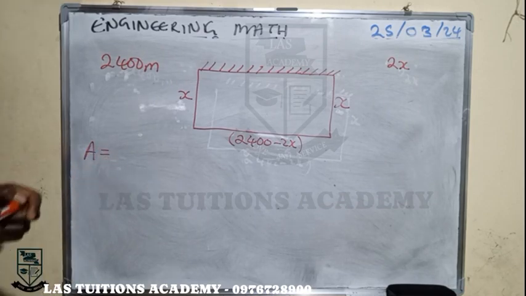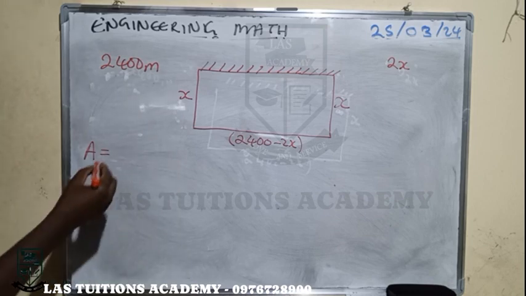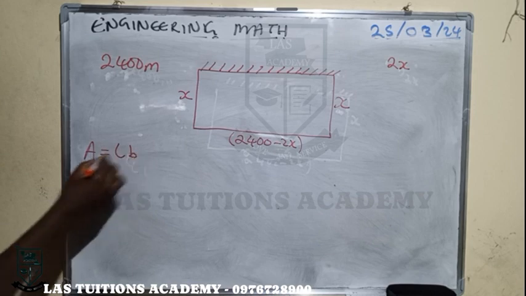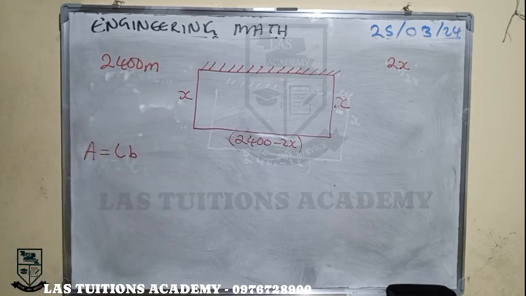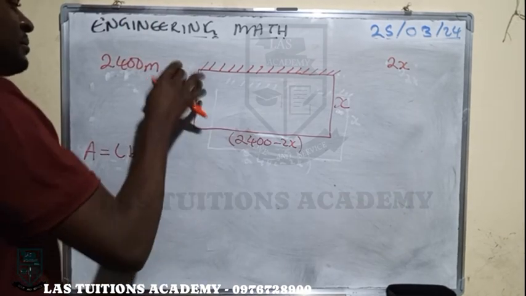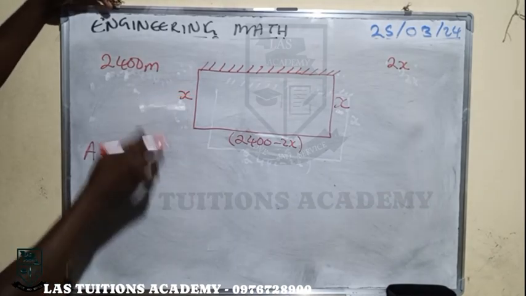Area of a rectangle. Is it A is equal to LB squared? No. LB, just length times breadth, you get the area. A square is the one where you have L squared, but for this one it is L times B. So that is what we have. You pick only one length and the breadth.